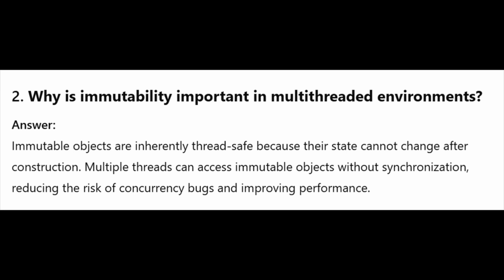2. Why is immutability important in multi-threaded environments? Answer. Immutable objects are inherently thread-safe because their state cannot change after construction. Multiple threads can access immutable objects without synchronization, reducing the risk of concurrency bugs and improving performance.